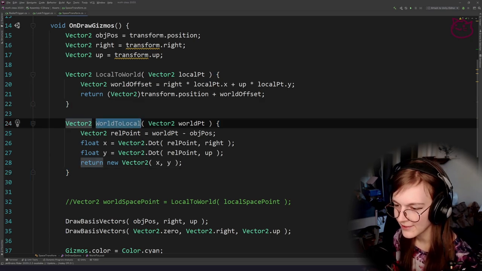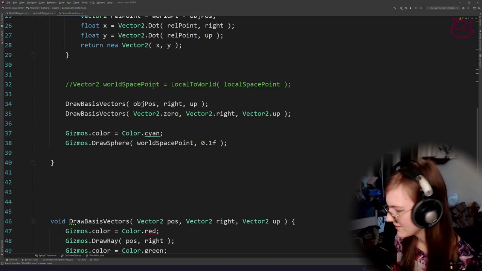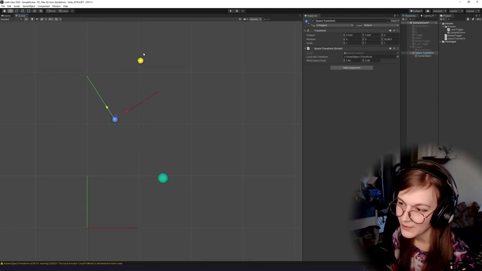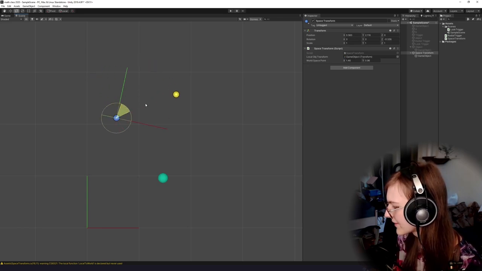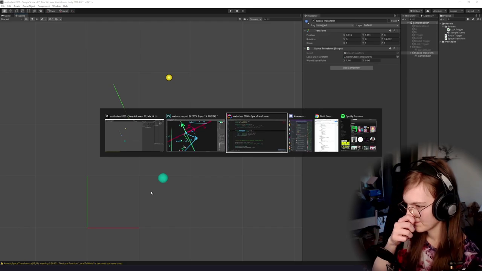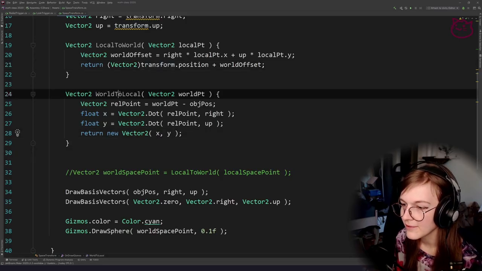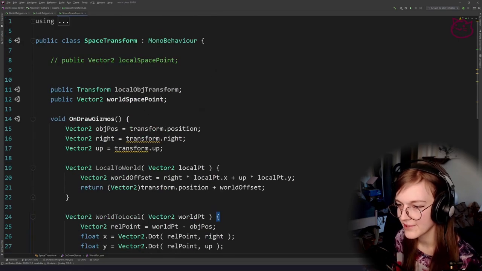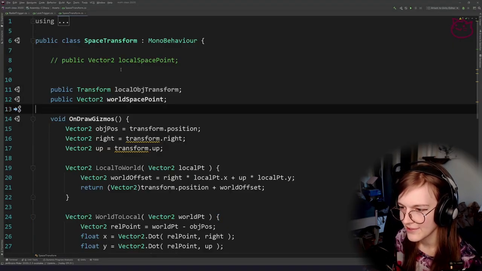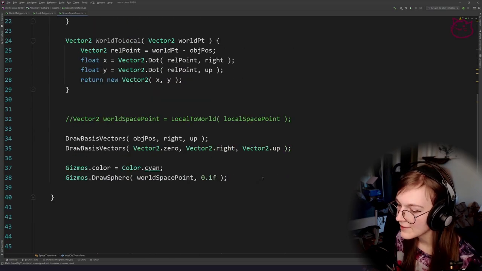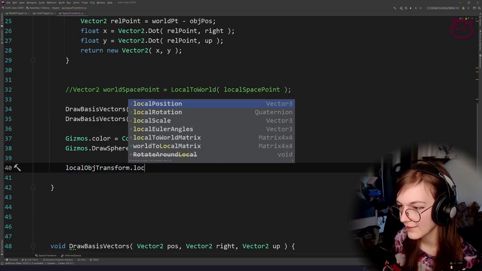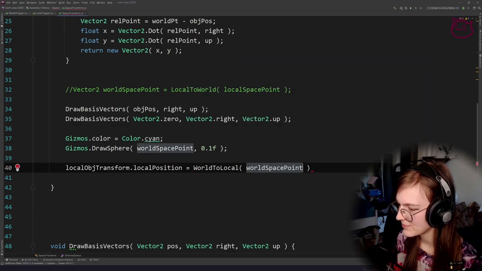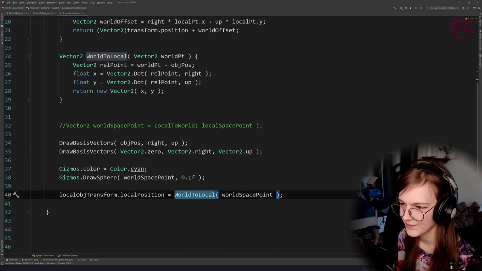Okay, so we have world to local. We haven't actually tested this. Hopefully it'll work, unless I mess something up. This yellow object is a child object of this transform. That's why it's automatically moving together with this one when we're rotating it and everything. So all we need to do now is set the local space position of that transform, which I believe we have assigned here. So that's the local object transform. And we have the world space point, so all I need to do now is local space object transform dot local position equals world to local, and then we pass our world space point in there. So this should now properly transform from world to local.